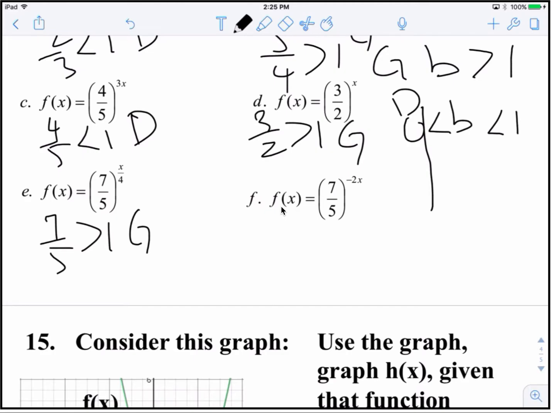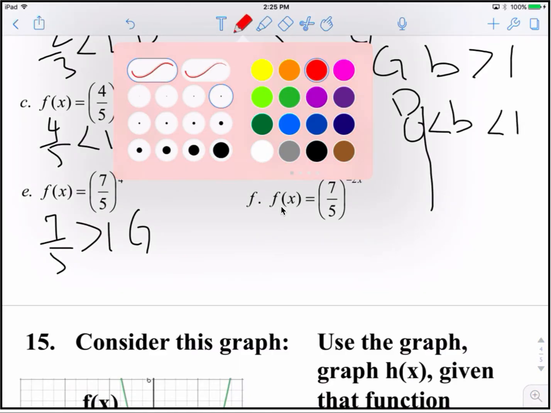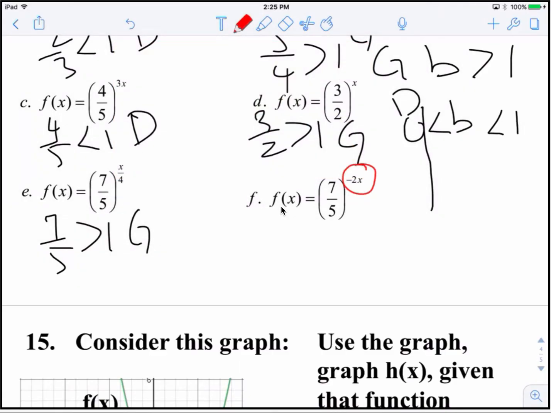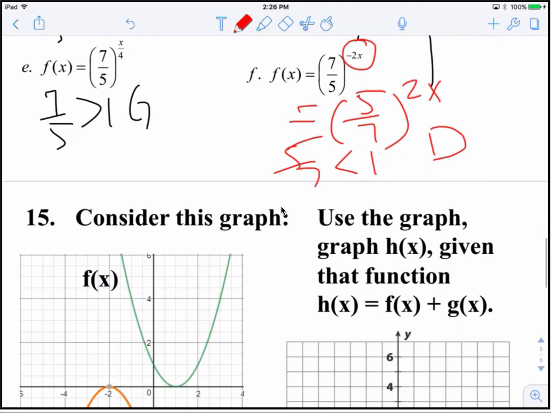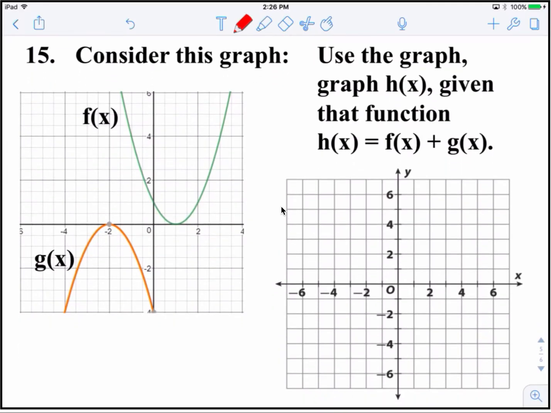But be careful with part F, right? Because we have a negative exponent, which means that we can rewrite this as the reciprocal, so 5 over 7 raised to the power of 2x. So 5 over 7 is less than 1. So this is a decay. Okay, I need you guys to be careful when you look at this. When you have a negative exponent, you have to take the reciprocal of the b part, or the base part. Okay, so let's go on to number 15.